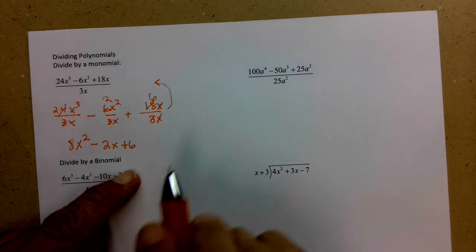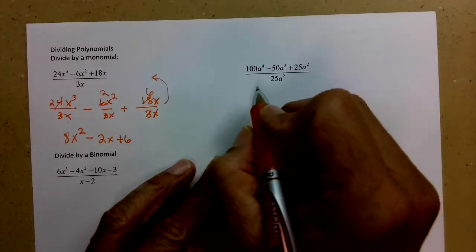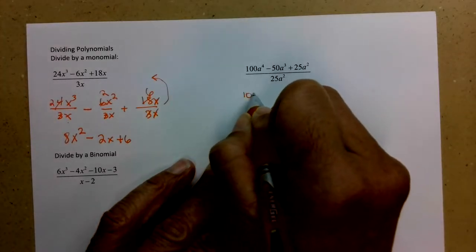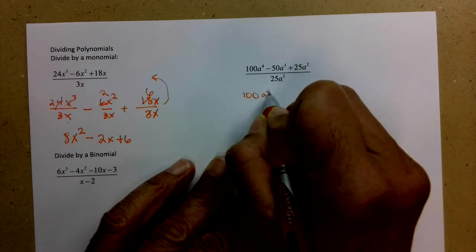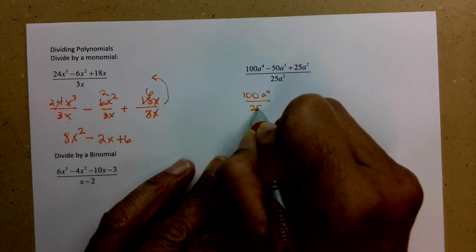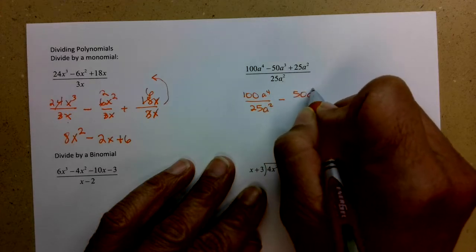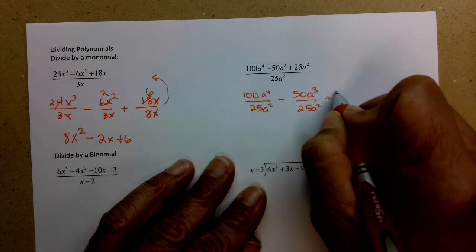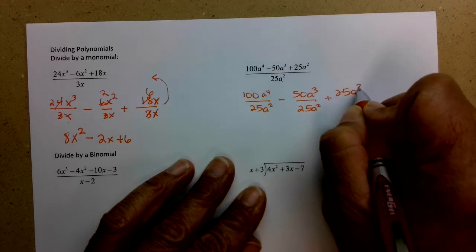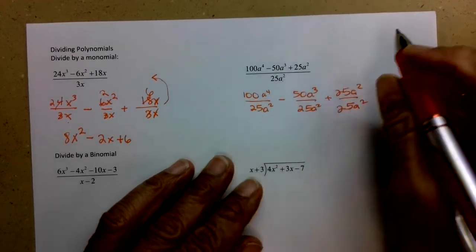Okay, let's try the next one. If you would like to pause and try it on your own, that would be great. Otherwise, I will go along with you. So monomial, everybody in the top, right, gets its own fraction, and they all have that same denominator. Here we go. Okay, and then we reduce.